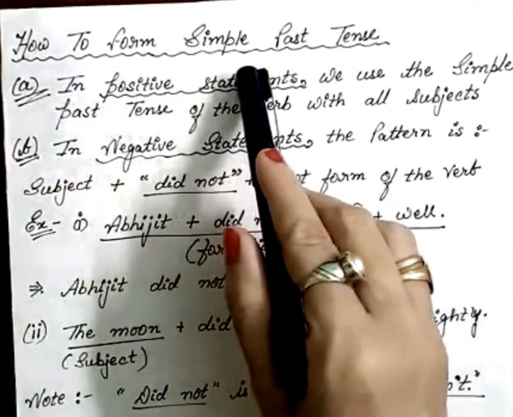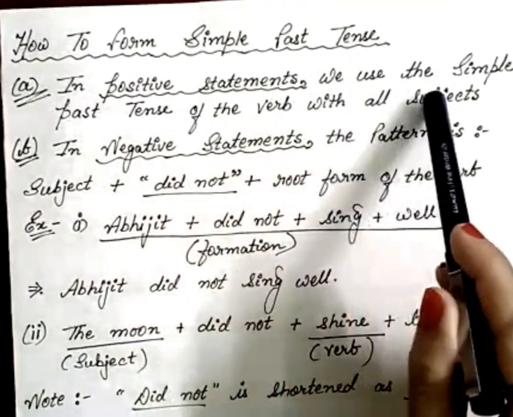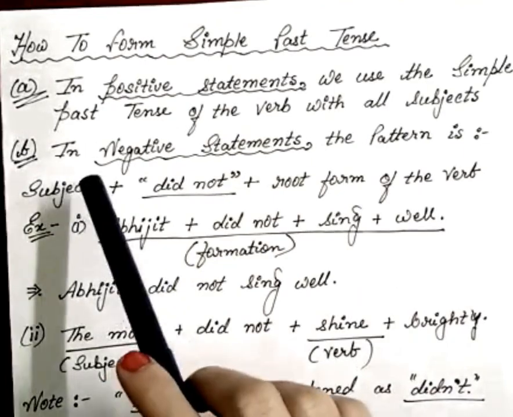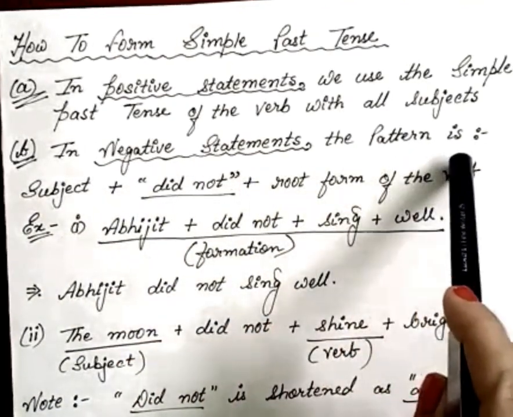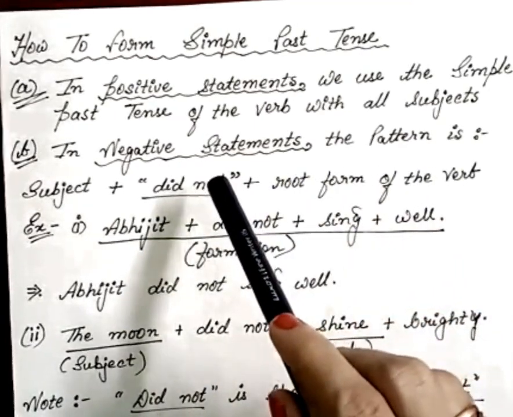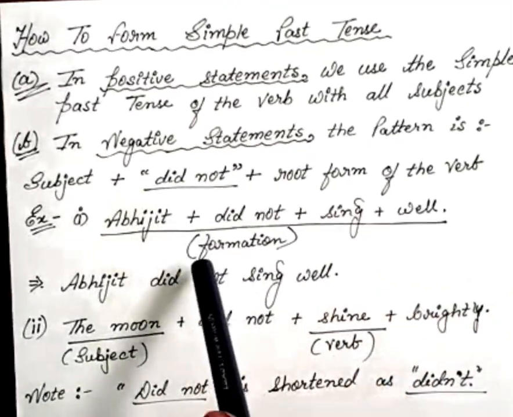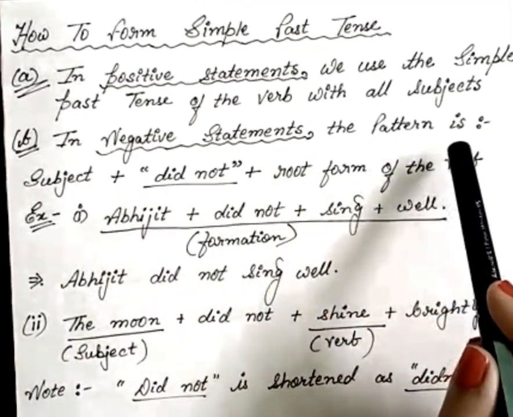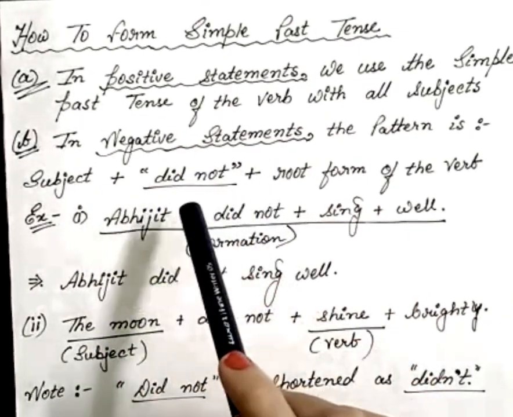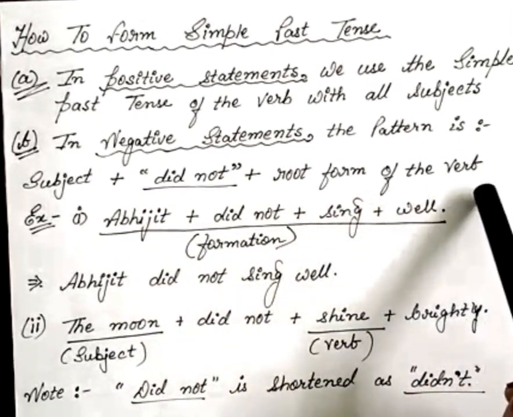Now let's come back to the formation of simple past tense. How to form simple past tense? In positive statements, we use the simple past tense of the verb with all subjects. And in negative statements, the pattern is, however, different. Let's see how the simple past tense is formed when it comes to negative statements. The pattern is subject plus did not. This is the word that you have to use here. Did not plus the root form of the verb.